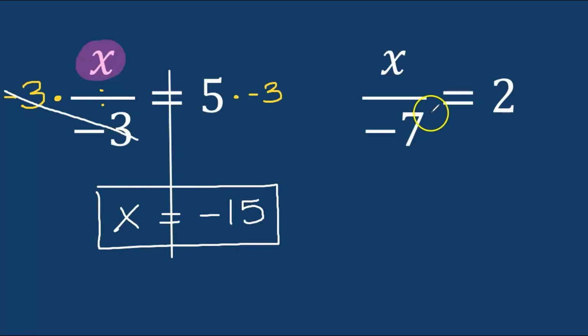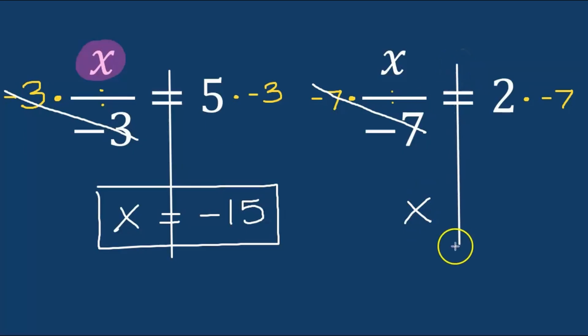Let's do that one more time. Since the fraction sign means to divide, we're going to multiply times negative 7, and we're going to do it on both sides. Negative 7 over negative 7 is 1. That's going to leave our x. I forgot to anchor down the equal sign. We can do it now.